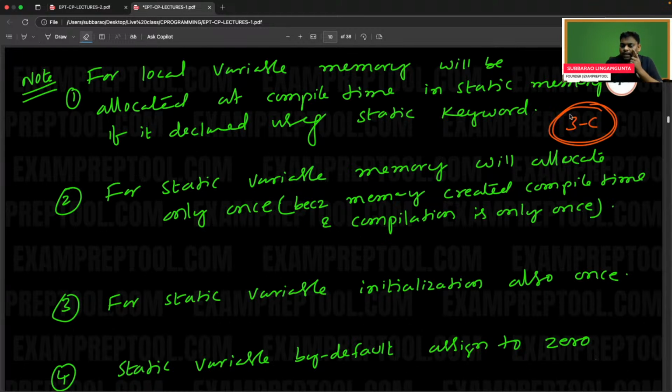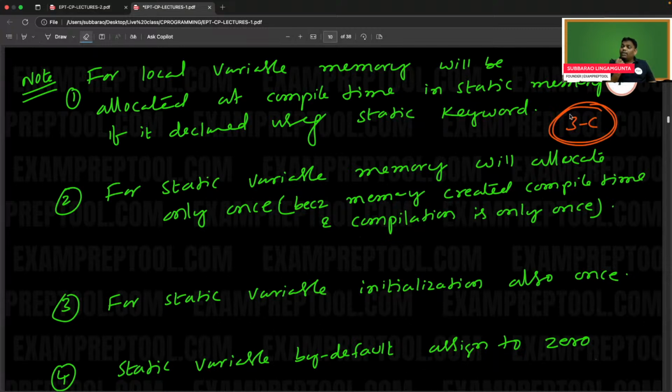When you say compile time, compilation is only once. So memory creation for a static variable is also only once. So I have written it clearly. Let me read it one time. For local variables, memory will be allocated at compile time in static memory if it is declared using the static keyword. For a static variable, memory will be allocated only once, because compilation is only once. Because memory is created at compile time, that is the reason. And one more, for a static variable, initialization is also once.